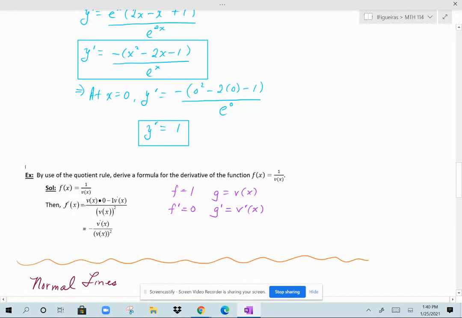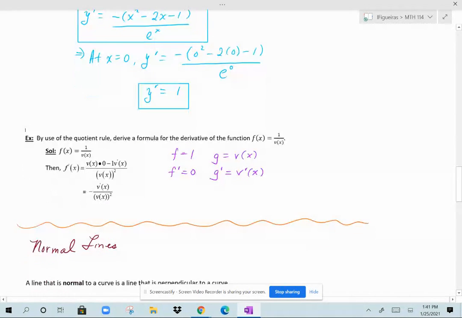Okay, so the first term cancels because of the 0. So I am left with negative v prime of x over v of x squared. So that is the derived formula when you have a numerator that is 1 and my denominator is some function v. Okay, no need to memorize that. You can easily figure that out just by using the quotient rule.